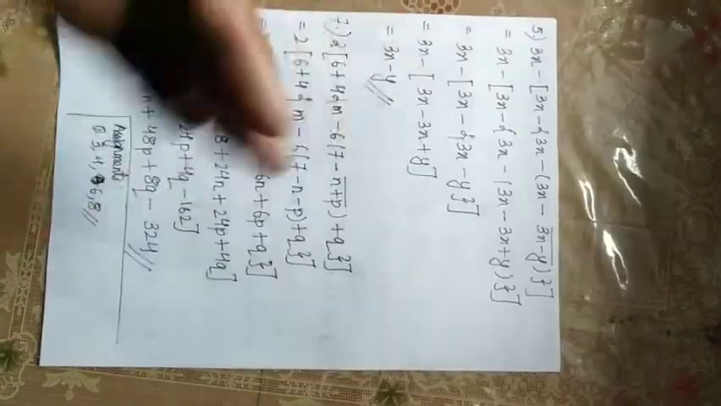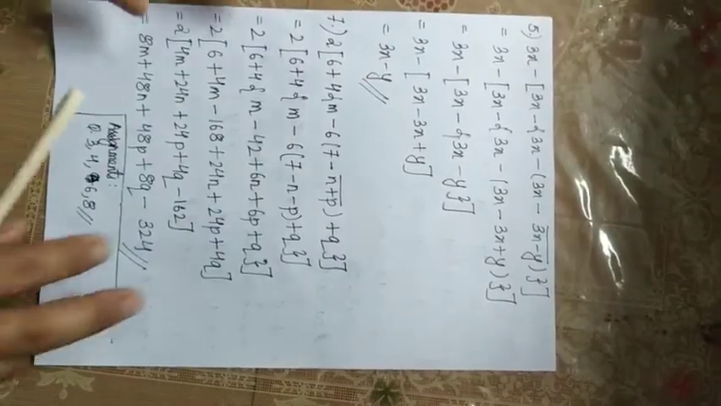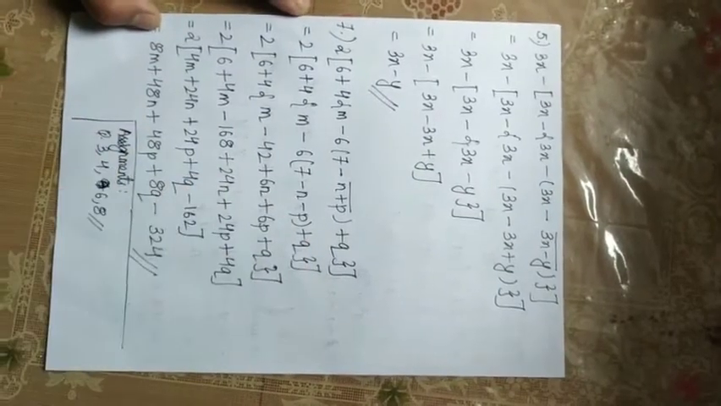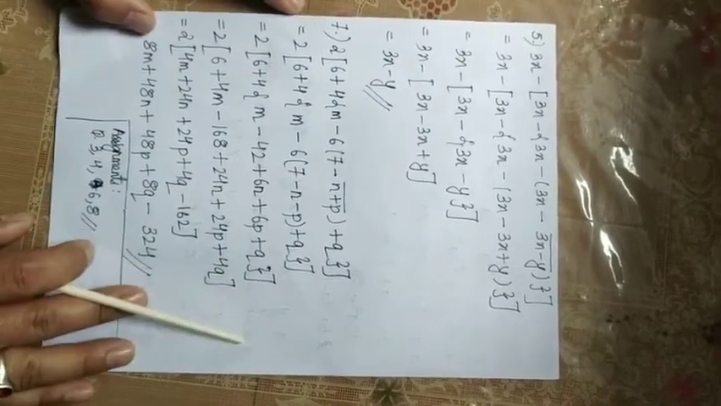Pause the video to note down. I move to number 5, which means 2 and 3 will be done and 3 and 4 will be homework.